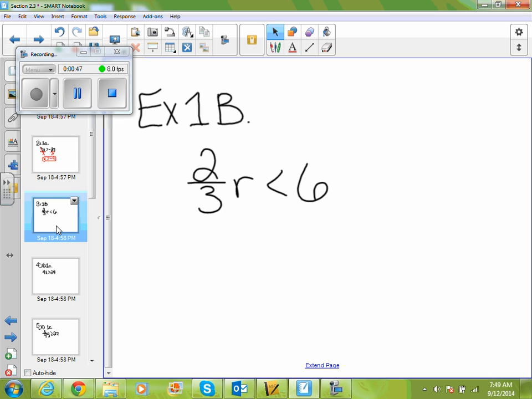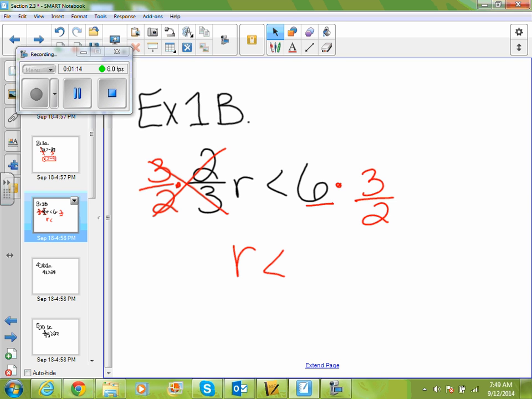Okay, if I look at 2/3 r is less than 6. In order to get rid of a fraction, I multiply by my reciprocal. So my reciprocal is 3 over 2. I do the same thing over here, 3 over 2. These 3's then cancel and the 2's cancel. I bring down my r. I bring down my inequality symbol of less than.